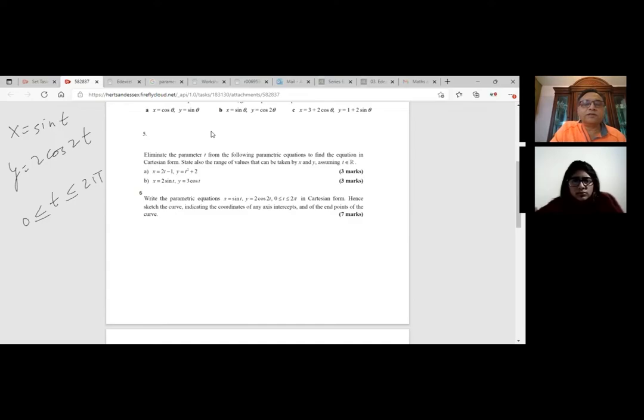Do they want the domain and range? No, they want you to sketch the curve. Okay, that's fine. I know they didn't say find the domain and range, but you know how you said do it anyway.